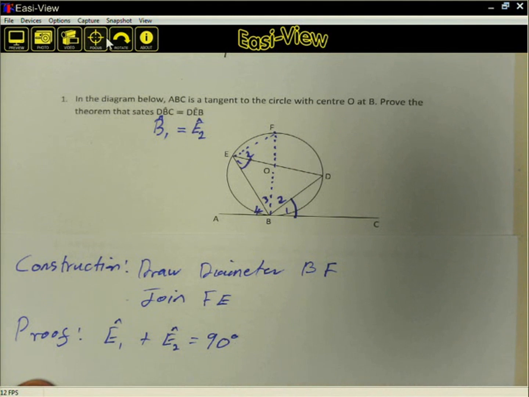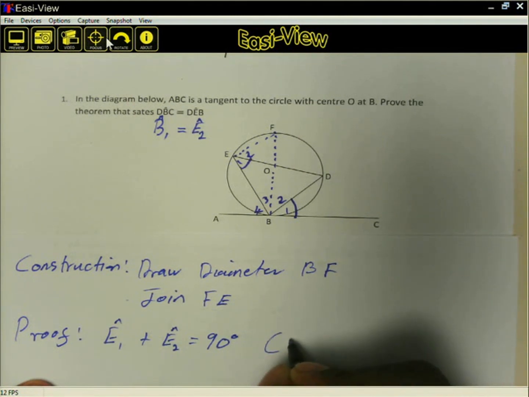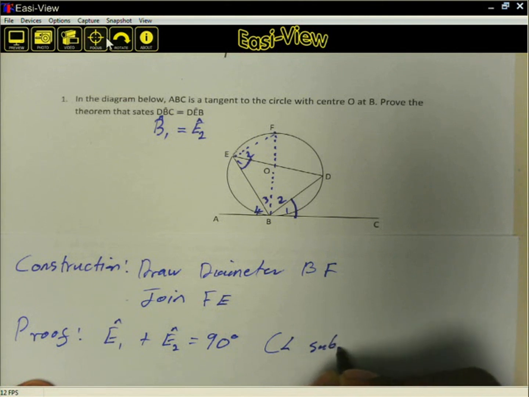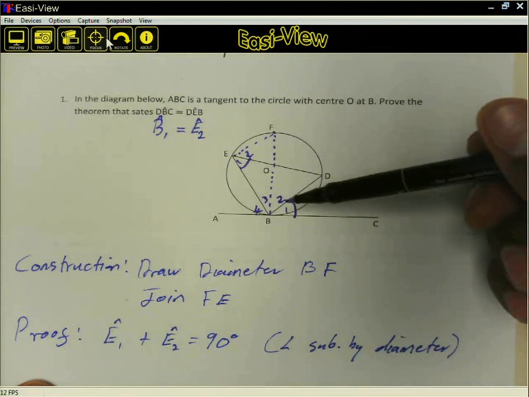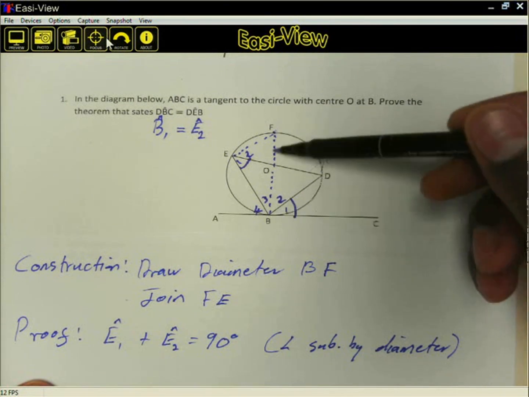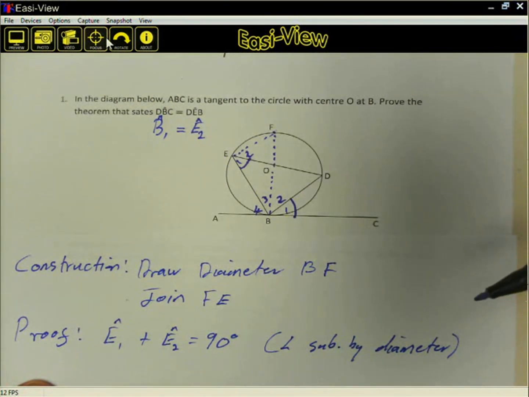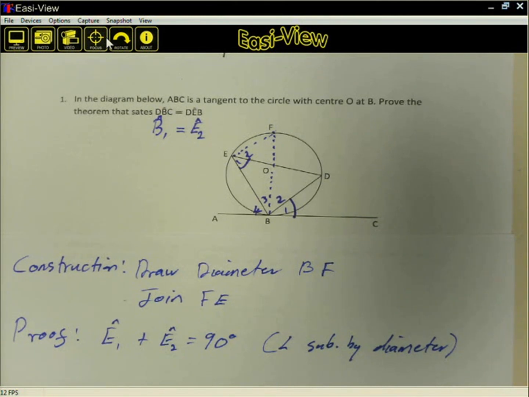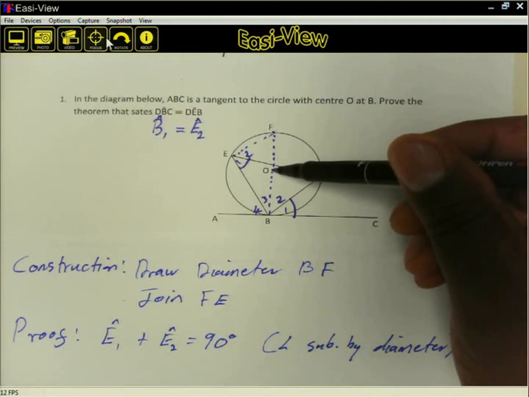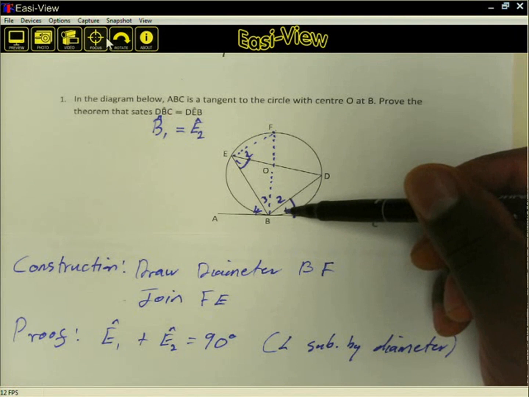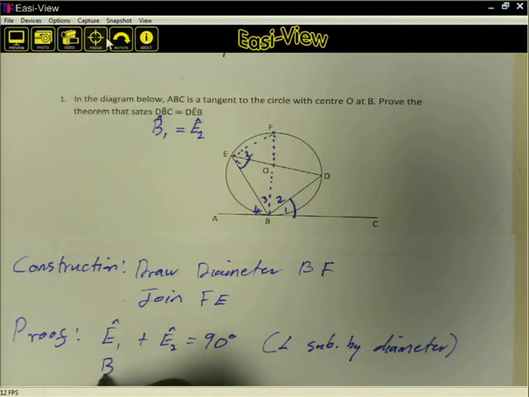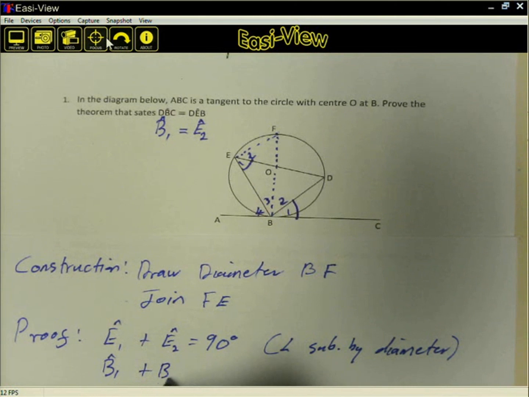The reason for that statement is that it's an angle subtended by diameter because we have drawn BF as a diameter. So BF subtends angle E, which is E1 and E2. So check again, O is the center. ABC is a tangent to the circle at B. So we say angle B1 plus B2 is equal to 90 degrees.